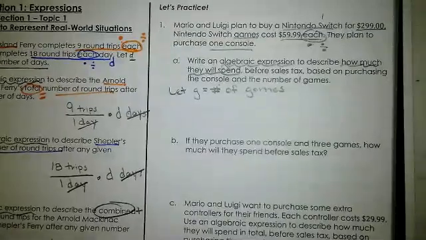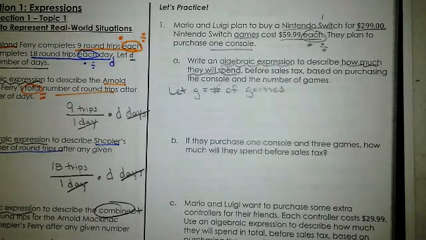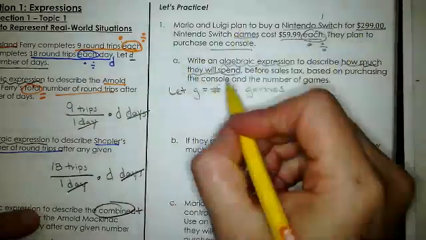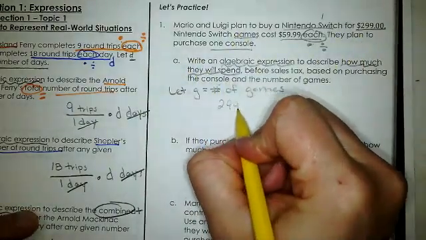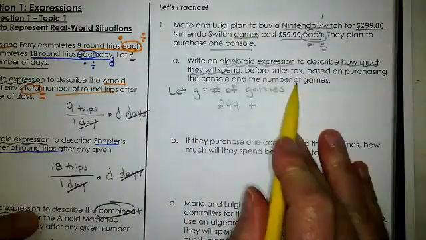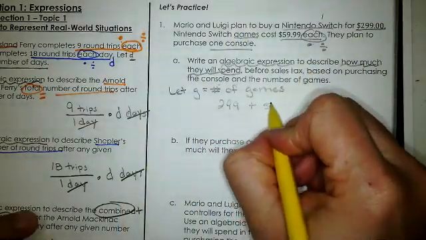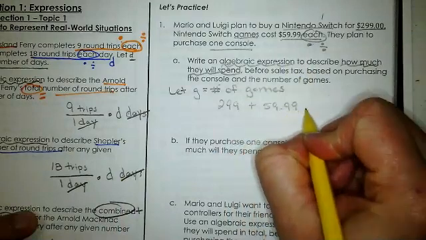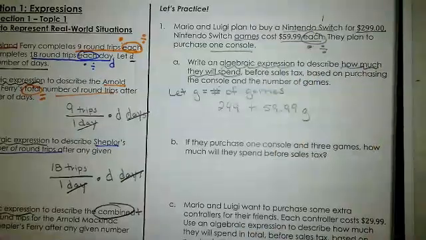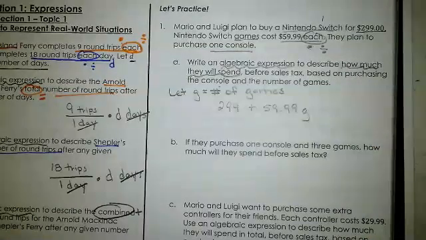And then we got to write our expression. So let's try it with just numbers and letters, and then we'll take a look and see if our units are working. So they're going to buy a console. So it's $299 and some games. So a game is $59.99 times however many games they're going to buy. So $299 plus $59.99 times G.